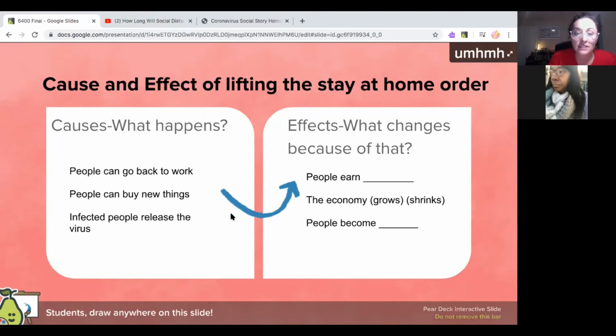And then the infected people release the virus. That's one of the negative causes. And the effect of that would be that people become sick again.